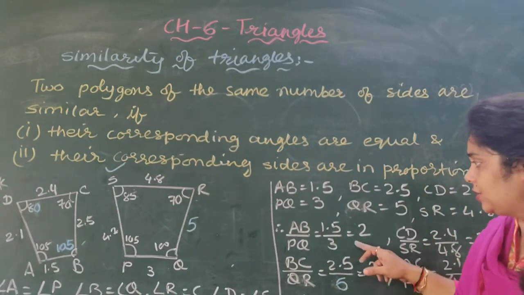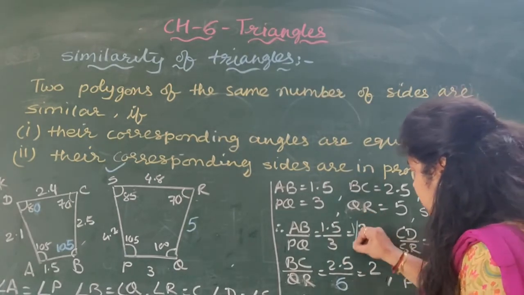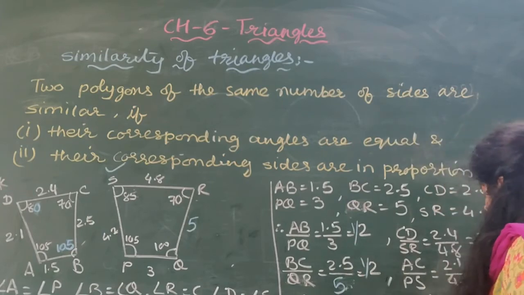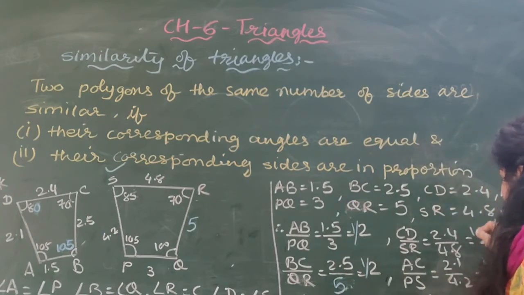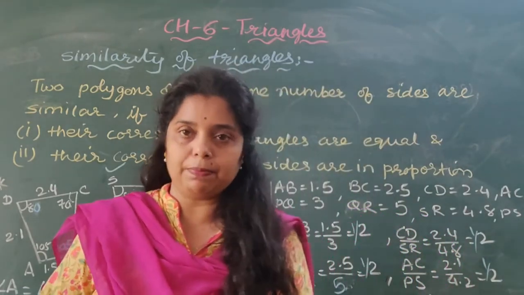Okay, and please do a correction here. It is 1.5 by 3, so it is 1 by 2 all the time. Okay, it is 5, so again it is 1 by 2. It is 1 by 2, 1 by 2 and 1 by 2. In short, the ratio must be the same.